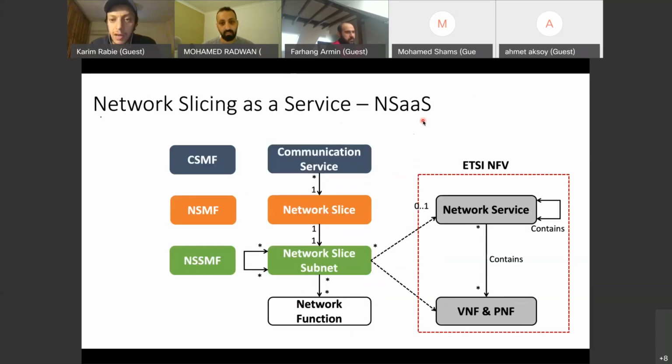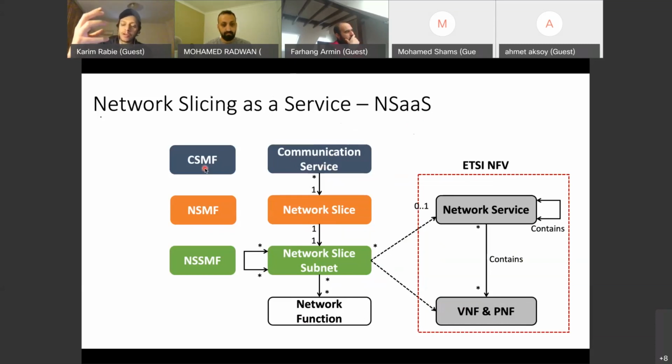Sure. Okay, I have two slides. I think we can finish that in 10 minutes, but these two slides are very important. So we talked about the communication service and the network slice subnet. This one also comes from 3GPP, and it defines, first of all, the new functional blocks defined by 3GPP, and somehow a relation with network service and VNFs in ETSI NFV. As we agreed, the communication service is the customer-facing service, and this is handled by the CSMF, Communication Service Management Function.